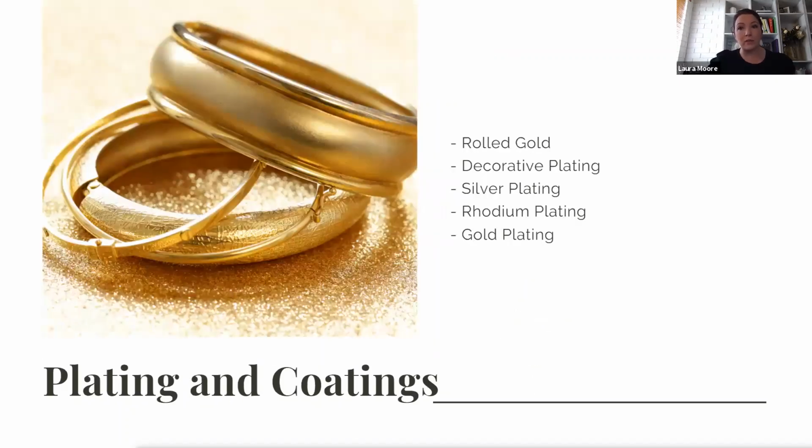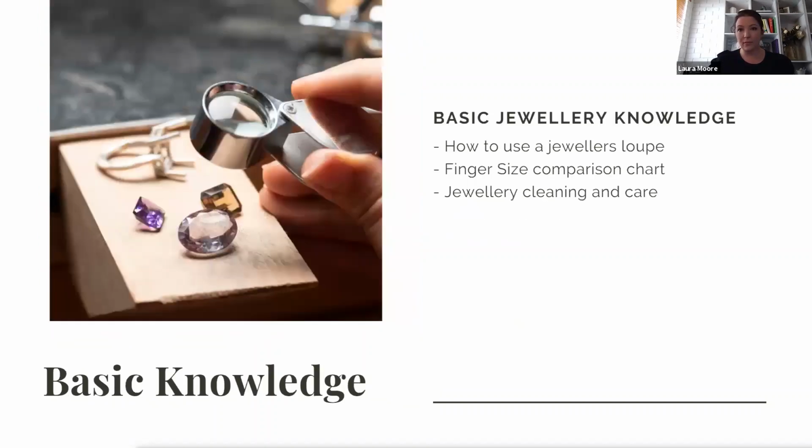Understanding the different levels of plated metals is important when selling items, as it can be relevant to your product quality guarantee and the Australian standards. So in this next section of the technical guide, the JAA covers rolled gold, decorative plating, silver rhodium, and gold plating. The final section of the JAA Technical Guide covers basic jewellery knowledge, including how to use a jewellery loop with step-by-step directions, a finger size comparison chart, and jewellery cleaning and care information.